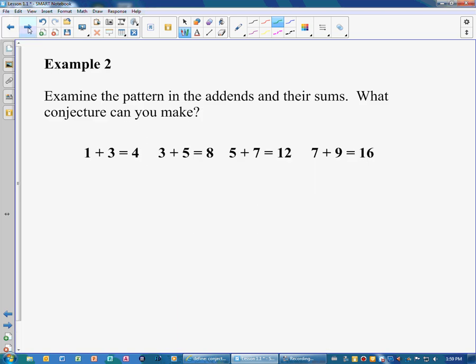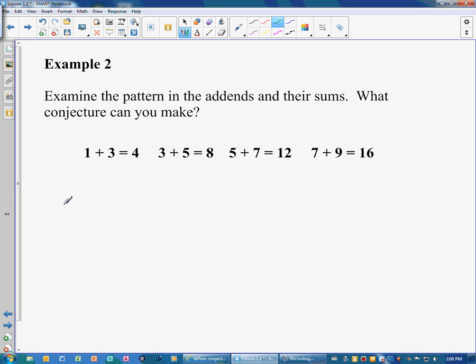Okay, example number 2. It says examine the pattern in the addends and their sums. What conjecture can you make? Addends means the parts that are being added, and then their sum, of course, is the answer. So look what's happening. 1 plus 3 is 4. 3 plus 5 is 8. 5 plus 7 is 12. 7 plus 9 is 16. So did you notice a pattern for the addends? The things being added.